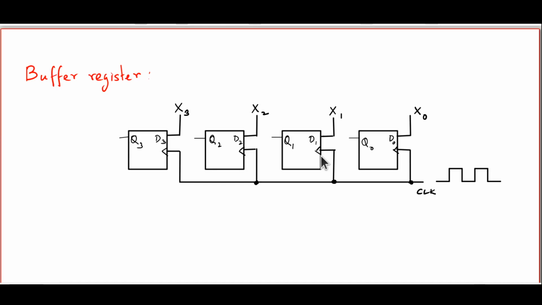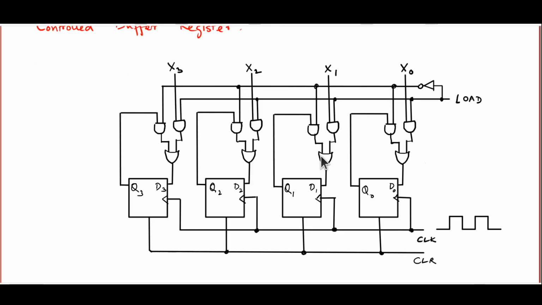The one problem with the simple buffer register is that the stored values Q0, Q1, Q2 and Q3 will respond to the inputs every time a rising clock edge comes in. Sometimes you may not want that. You may want the value stored in the register to respond to the inputs only when some controlling signal is given. Otherwise, you would want it to stay unchanged. That is what is achieved by a modification of the buffer register called the controlled buffer register. And this is the circuit for that.